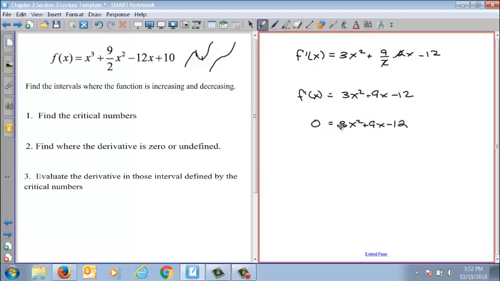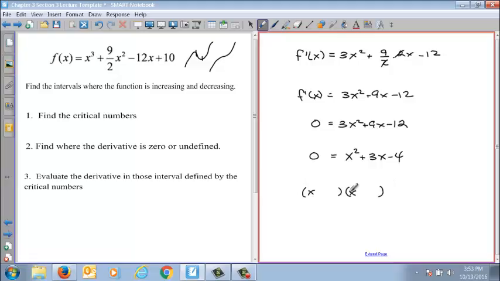Now, to find the values of x that are 0, we can either factor out a 3 or divide by 3. I'm just going to divide each term by 3. So this divided by 3 is 1, this divided by 3 is 3, this divided by 3 is negative 4. And I'm going to move this to the other side and factor it. I chose the equation so it factors nicely.